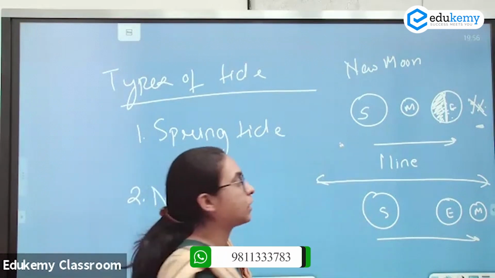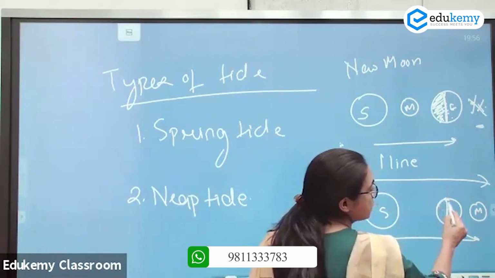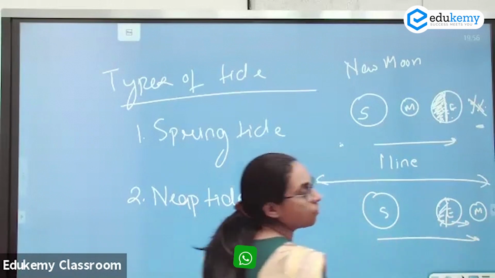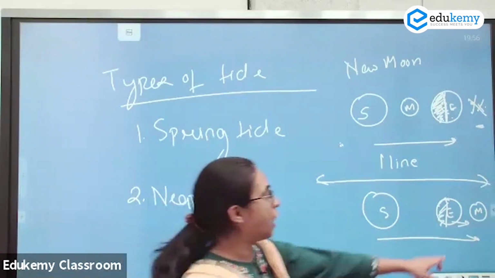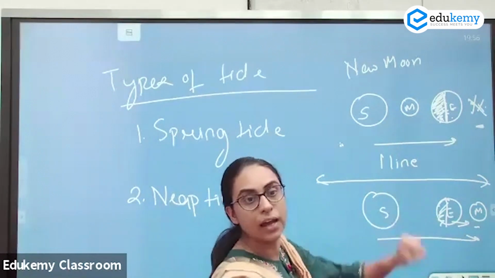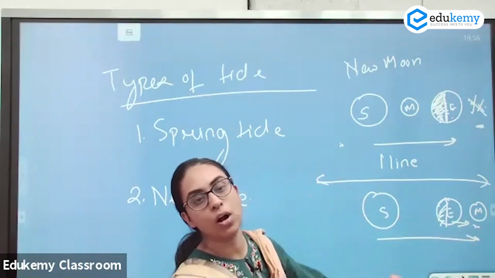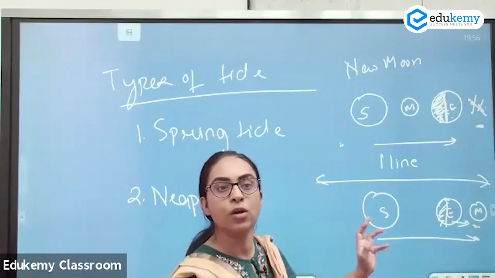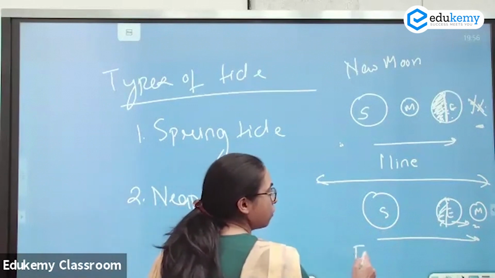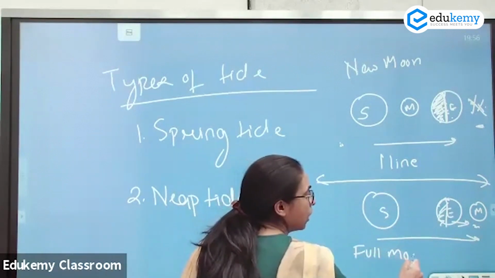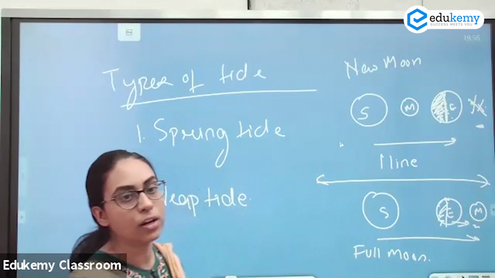And here, if this is the earth, this is the sunlit portion, and here this is the dark portion. Here the moon is fully visible to you, the whole moon will be visible. What do you call this? The full moon. Okay? This is your full moon. I am just telling you the trick wherein you can remember this.